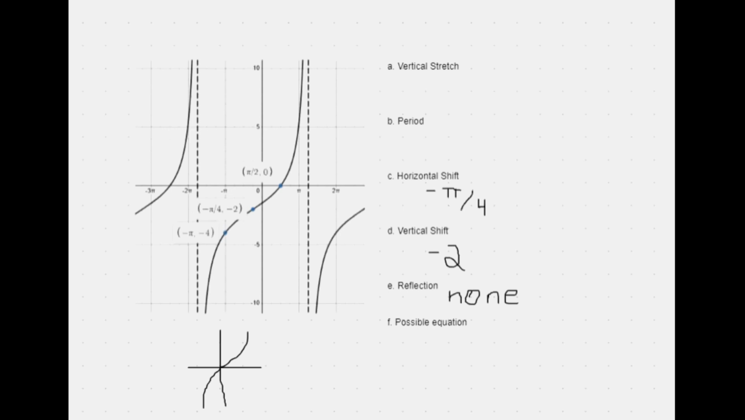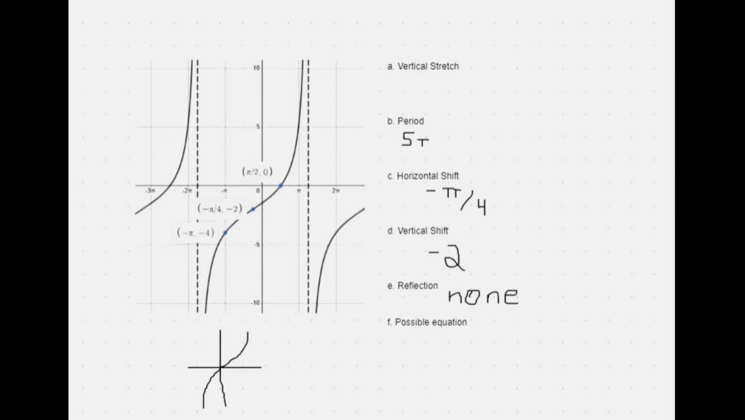Okay, now what about the period? To determine the period, we need to know the distance from this asymptote to this asymptote. So if we look at this, it looks like we're dealing with the location of this asymptote. It looks like it's 5/4 pi, because this is 4/4 pi right here. So this should be 5/4 pi, because we're counting by pi/4. So we will start off with the 5/4 pi.